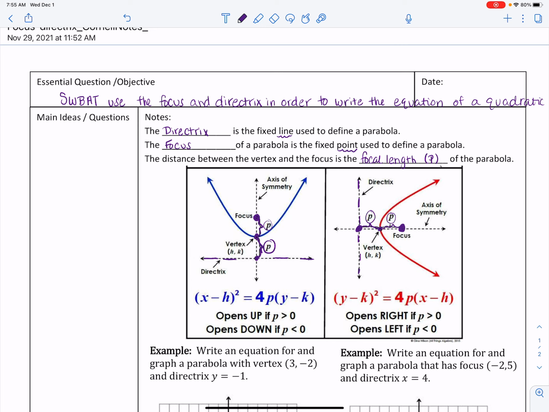Okay. If your graph opens up or down, then you're going to use this formula to write the equation. If it opens up, you're going to use a positive p-value. If it opens down, you're going to use a negative p-value. If your graph opens to the left or right, then you're going to use this equation. If it opens right, then you use a positive p-value, and if it opens left, you use a negative p-value.